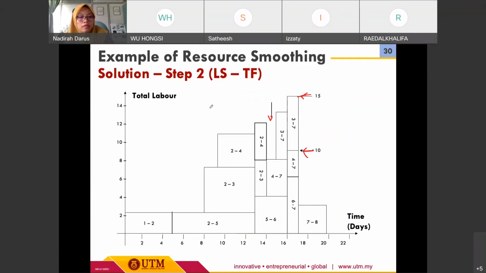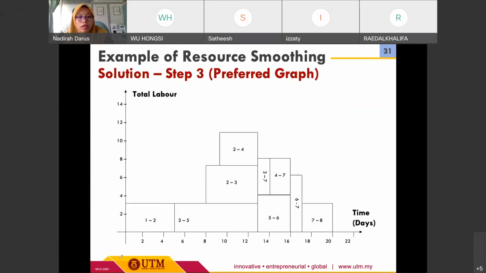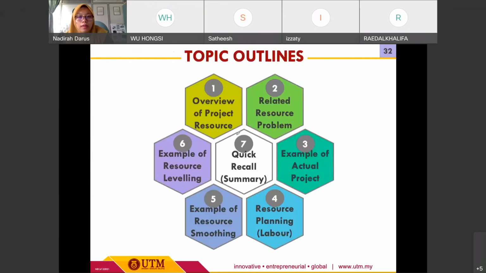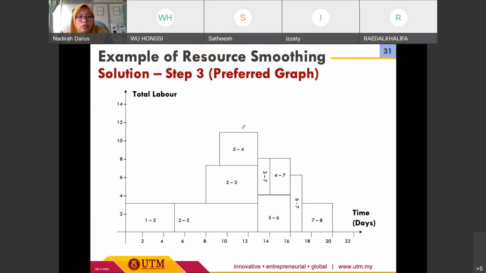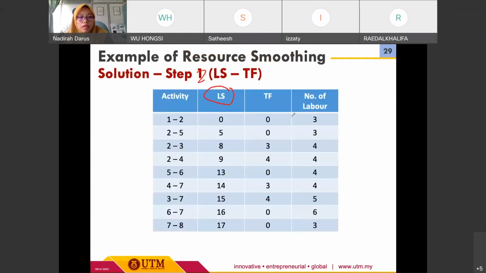Once we have these two histograms, we can compare both, the ES and TF and also the LS and TF. For sure we will choose the first one, ES and TF, for the smoothing, because the allocation of the resource is quite a bit better compared to the LS and TF.